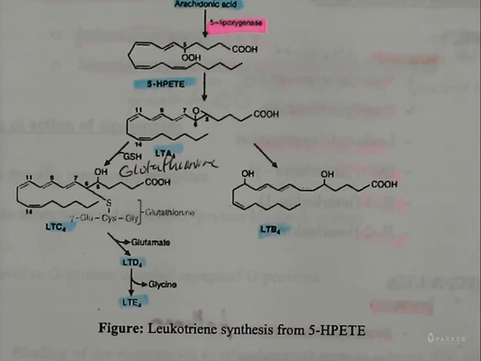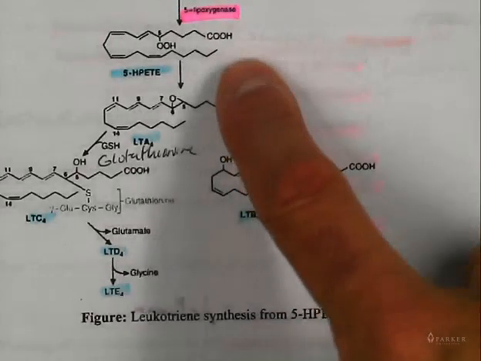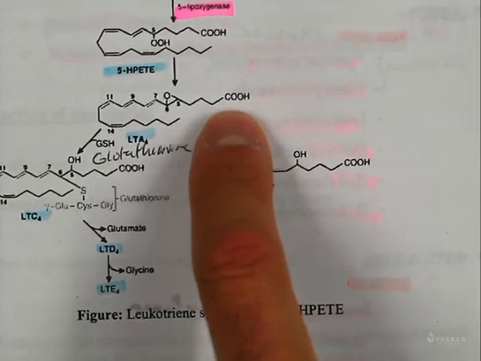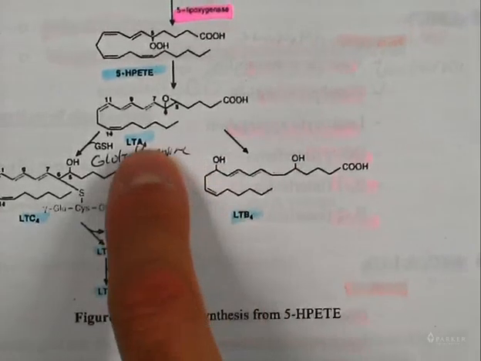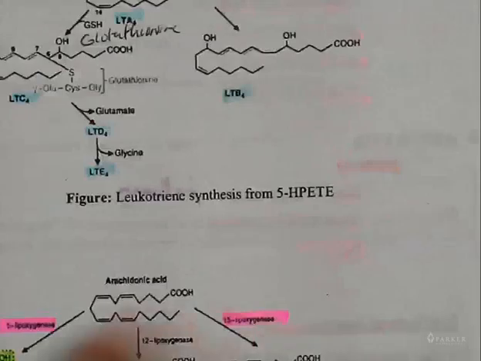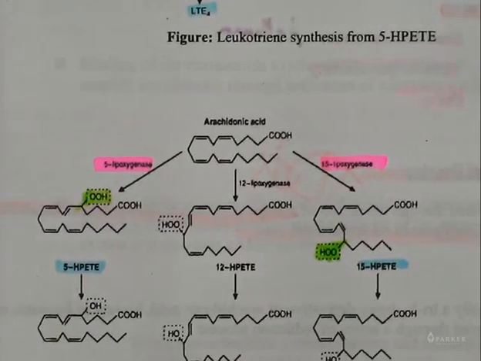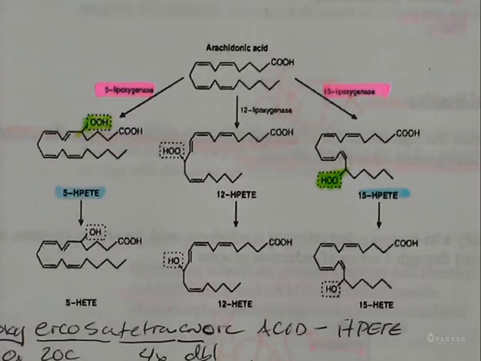Yeah. So 5 HPETEs, then we produce 5 HETEs, which doesn't even say, and then you produce leukotriene A, B, C, D, and E. Leukotriene synthesis. Bam. Easy. This chart is wonderful. It's probably not going to show up anywhere, but just so you see it.